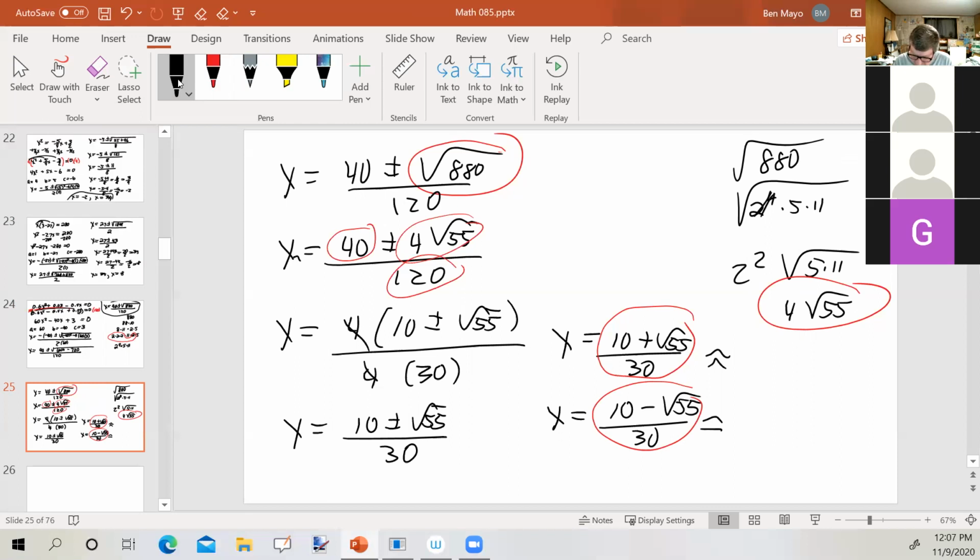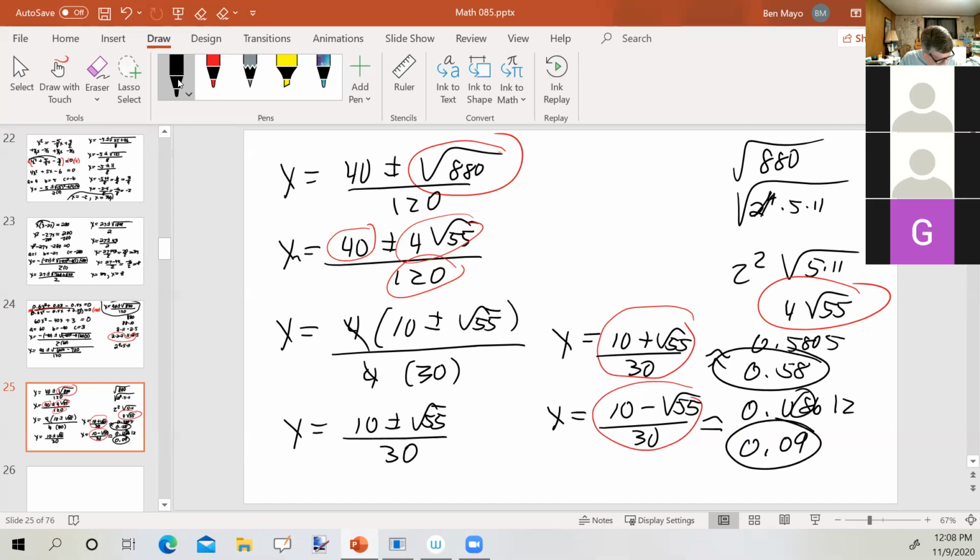Let's see here, parentheses, 10 plus the square root of 55, close up the square root with a parenthesis, close up the entire numerator, divided by 30, and I get 0.5805, etc. So to the nearest hundredth, that would be 0.58. And the negative one, 0.08612, so that would be 0.09. So there are your exact solutions and your decimal approximations.